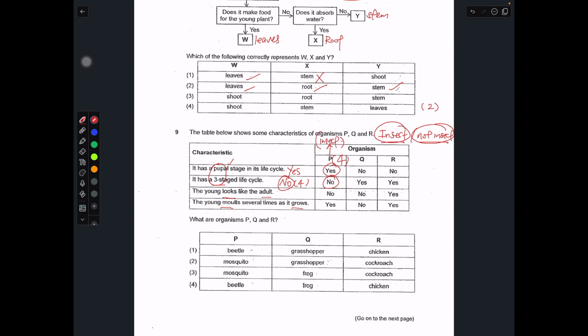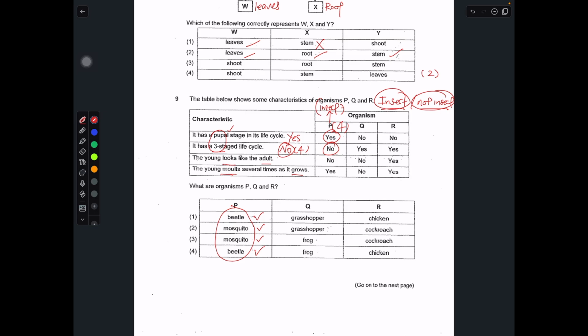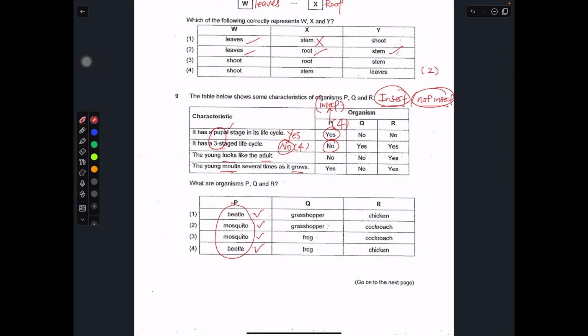Okay, so you evaluate P first. You see that all these animals actually can fall under P, because all of them have pupa, all of them have a 4-stage life cycle. They do not have 3-stage. The young do not look like adult. The young also molt a few times as they grow. Okay, so all these can be correct. So now it's Q and R.